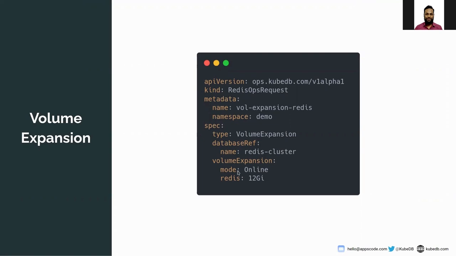What happens in online mode is that we directly update the PVC. Some storage classes do not support this online expansion, so for them we need to do offline expansion. In offline expansion, first we delete the pod and the PVC is orphaned. Then we update the PVC. Then we recreate the pod and connect it with the updated PVC. So if your storage class does not support online expansion, you can do offline volume expansion.